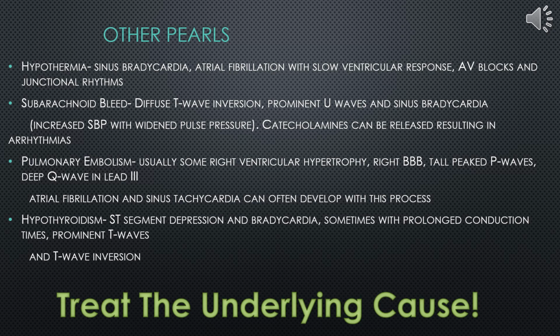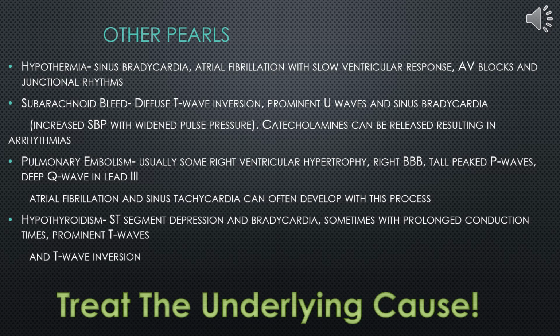Subarachnoid bleed can result from a blunt or penetrating injury to the head. Usually it causes bleeding in that subarachnoid space. Patient has headache, changes in level of consciousness, their neck gets really rigid, nuchal rigidity with a positive Kernig sign. These patients have these kind of findings on EKG, and they can have catecholamines released, resulting in arrhythmia as well. So that can be a pretty significant finding on EKG.